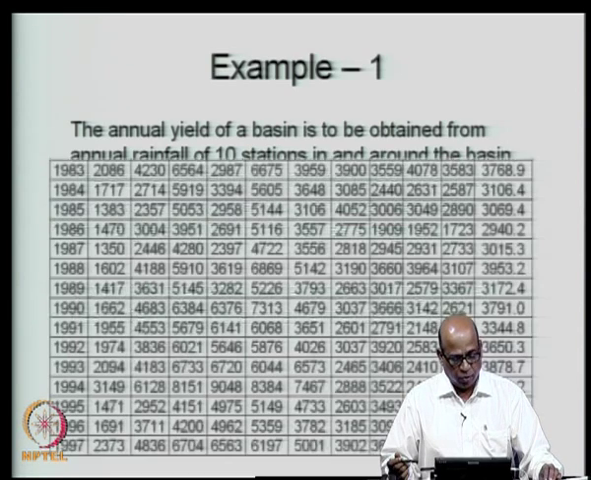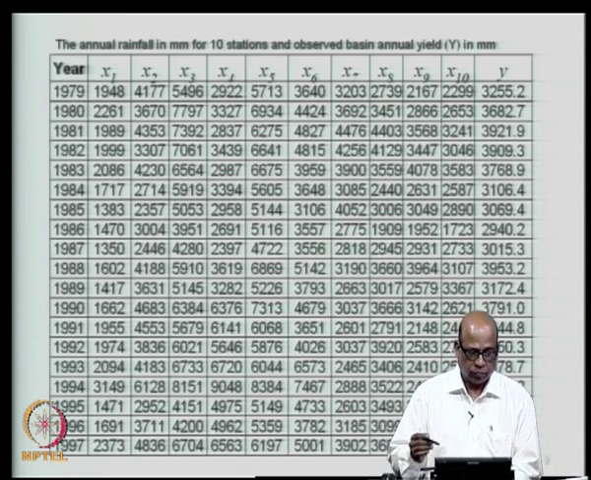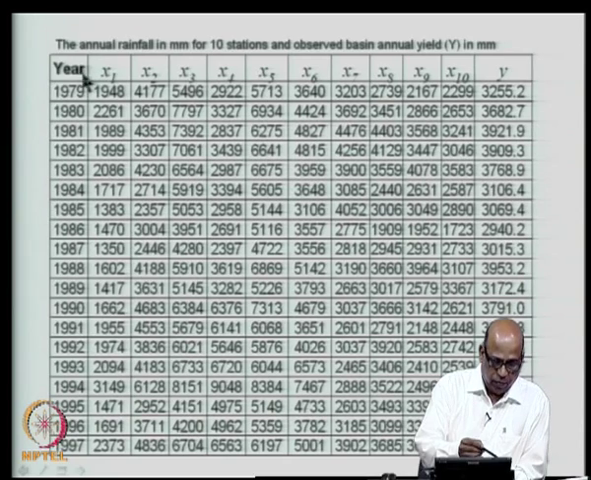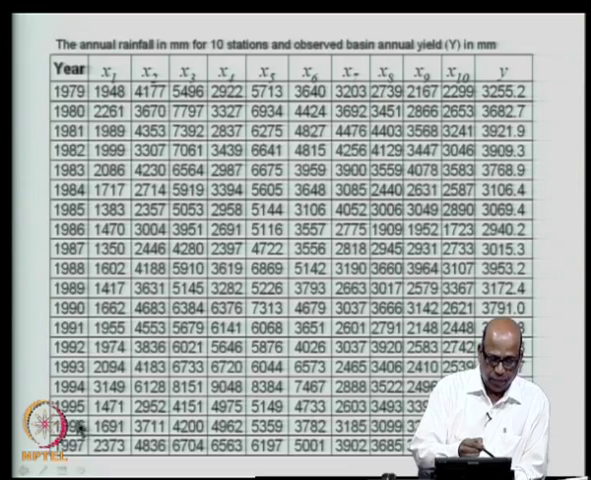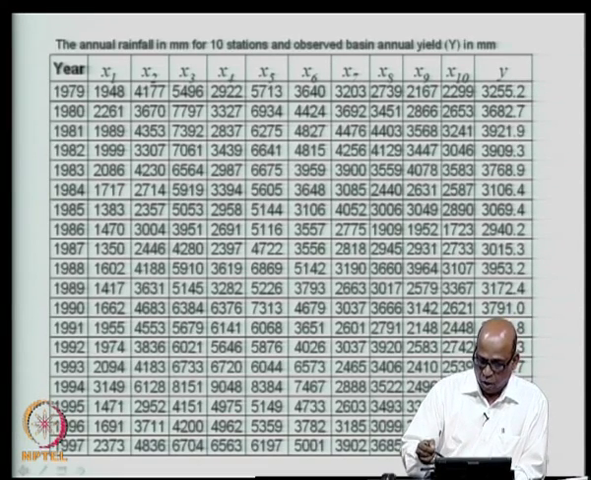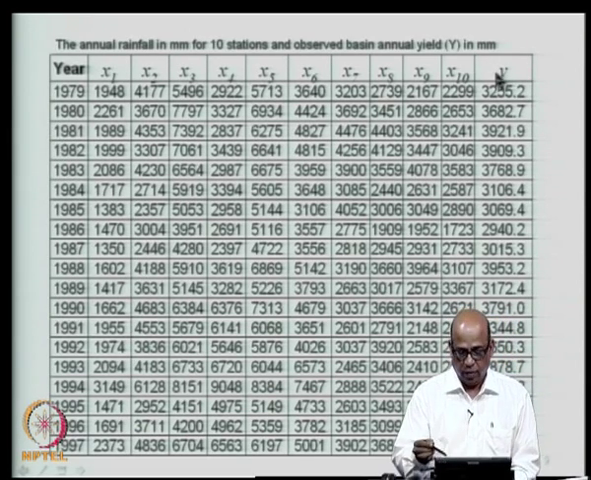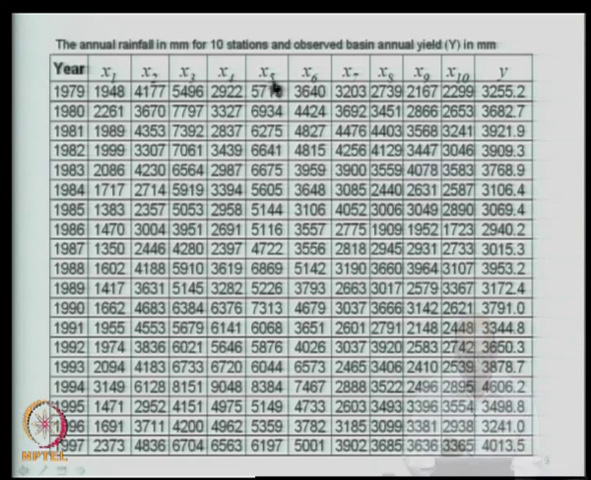So, let us look at how the data is organized. We have 19 years of data. So, these are the annual values. This is the year number and the annual yield is given here for all the 19 values. This we take as the dependent variable y, and these are all the rainfall values given at the 10 stations. So, at the 10 stations you have the associated rainfall values here. Now, both are given in millimeter units.